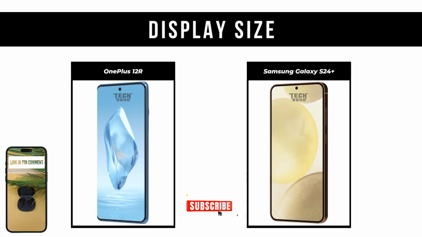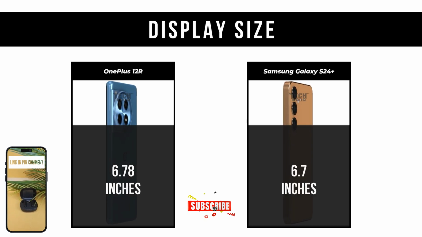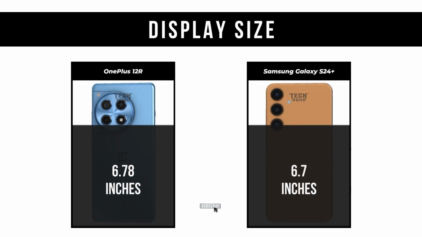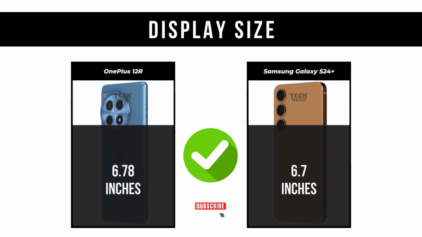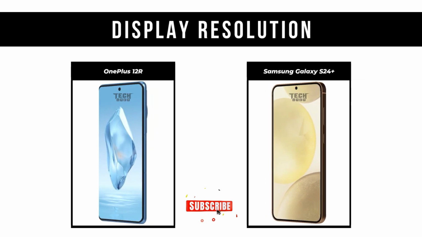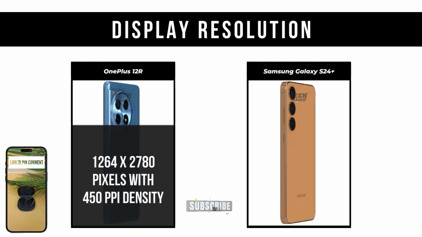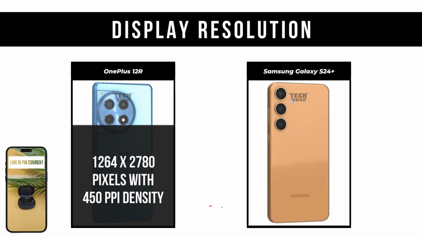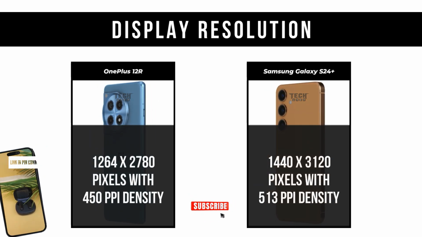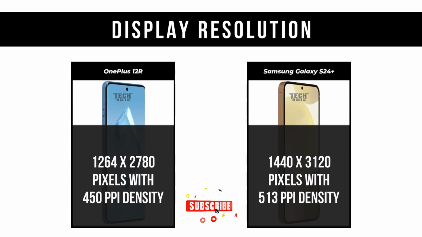Display size. OnePlus 12R is 6.78 inches. Samsung Galaxy S24 Plus is 6.7 inches. Display resolution. OnePlus 12R is 1264 into 2780 pixels, with 450 ppi density. Samsung Galaxy S24 Plus is 1440 into 3120 pixels, with 513 ppi density.